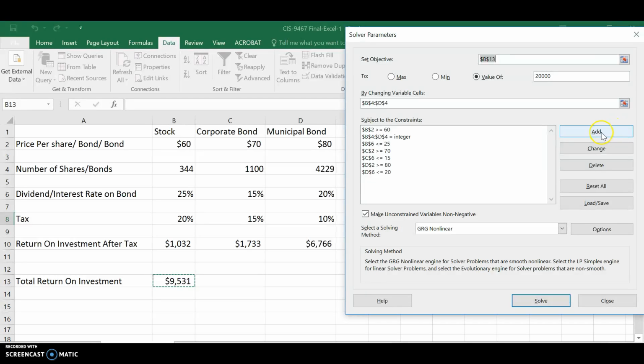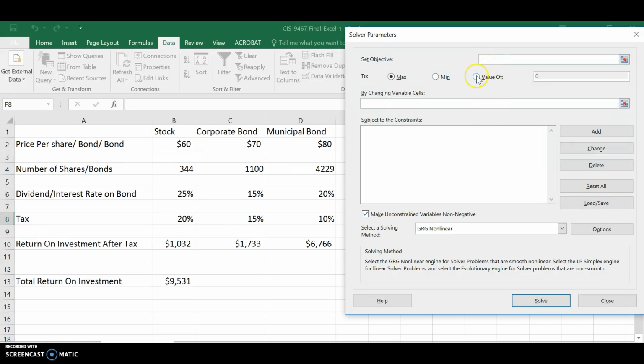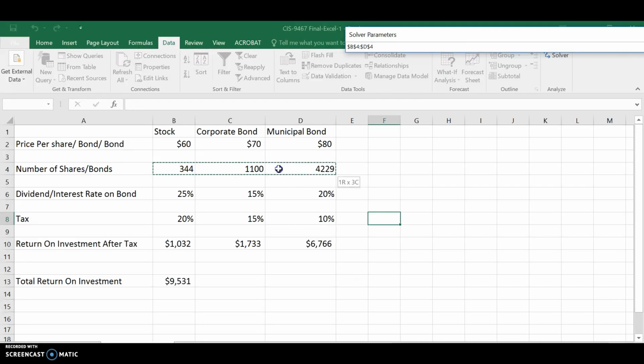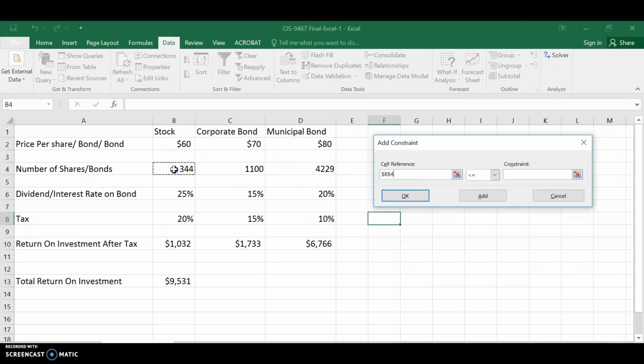Then what I will do is set the objective, okay, and then a different value here. So here I wanted to make it, let's say, $10,000. I need to set the constraint, and the constraint I will be saying is this number of shares. Then I wanted to set the same thing: I want to set these numbers equal to integers, okay.